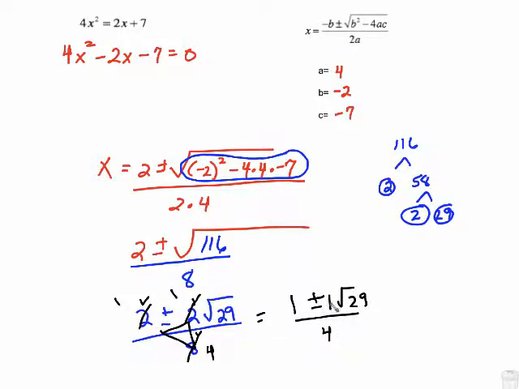Now the reason I wrote that 1 is just to emphasize that you are dividing by 2 and there is a coefficient there. But we don't need to write that 1. We do need to write the 1 in front. So this is 1 plus or minus the square root of 29 over 4.